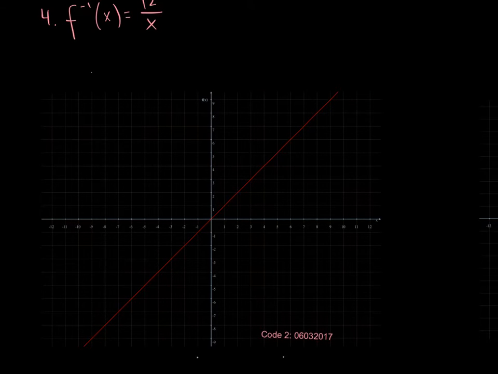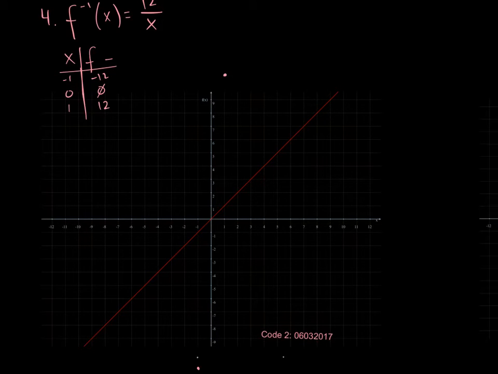So for my f values, I've got x = -1, 0, 1. -1 would give -12, 0 would be undefined, and 1 would be 12. So there's no graph at 0. Instead, we have a point at -1, -12, which my graph doesn't go to, so let's say about here, and 1, 12, so this other direction.